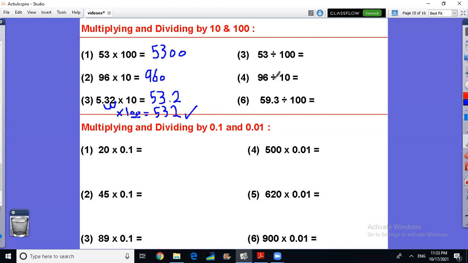Thank you. Let's go to division. What do we do in division? Yeah, it's the same thing, mister. But instead of moving the decimal point to the right, we need to move it to the left.